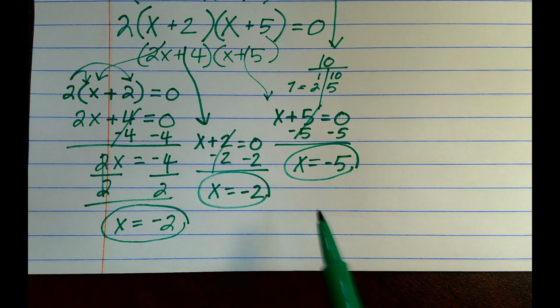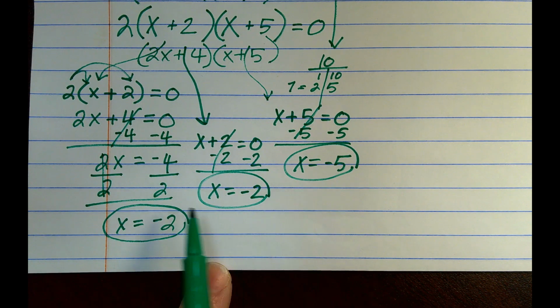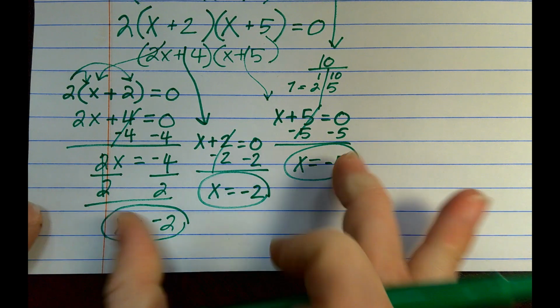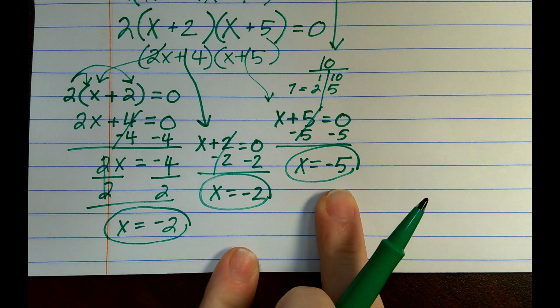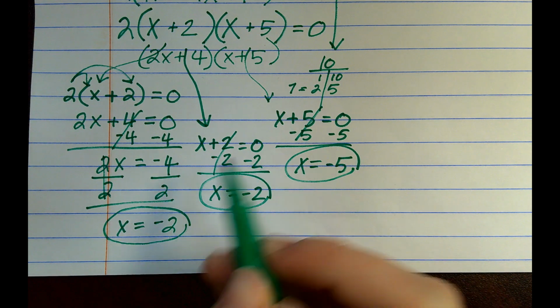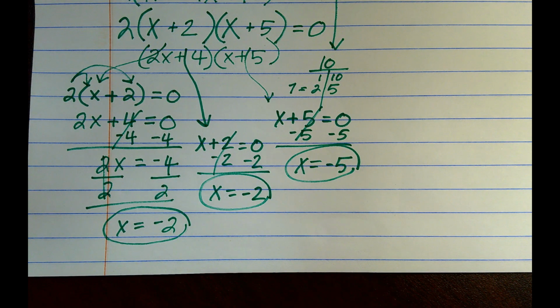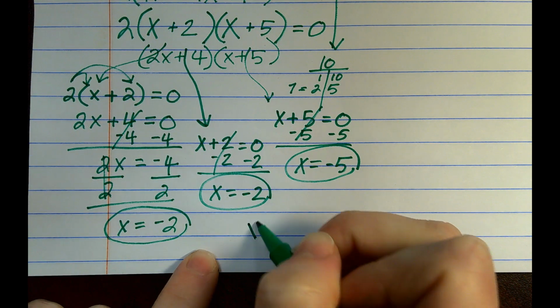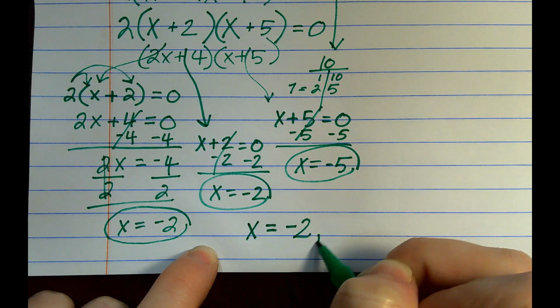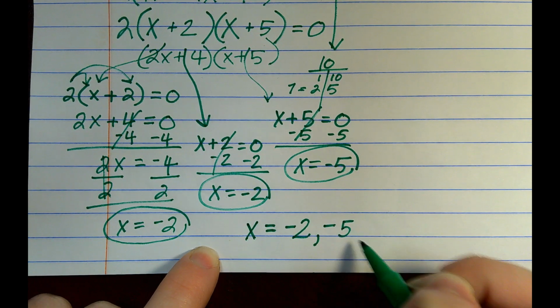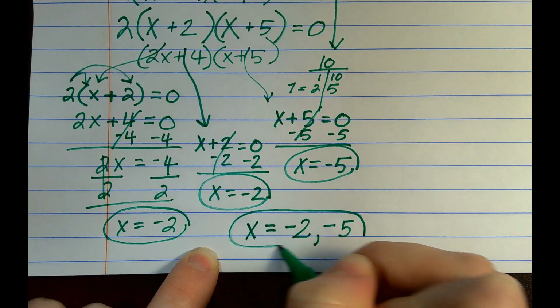I think one of the best ways to combine the answers, first of all, if you just circle 2 bubbles, that's fine with me. This is okay. But if you'd like to have all of your work in one place, a little more organized, we can say x equals negative 2, comma, negative 5. That is one way to write it.